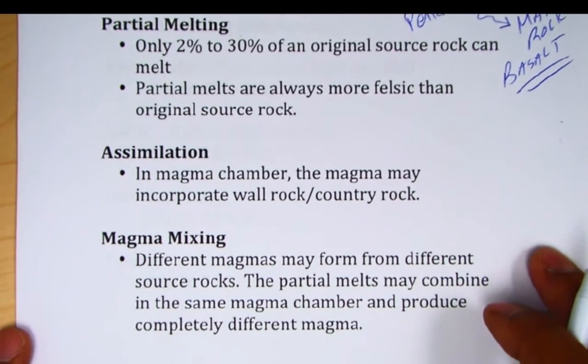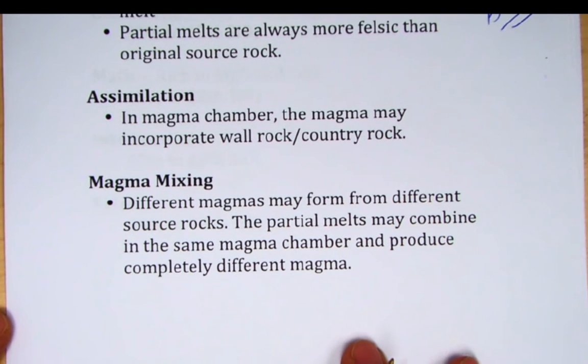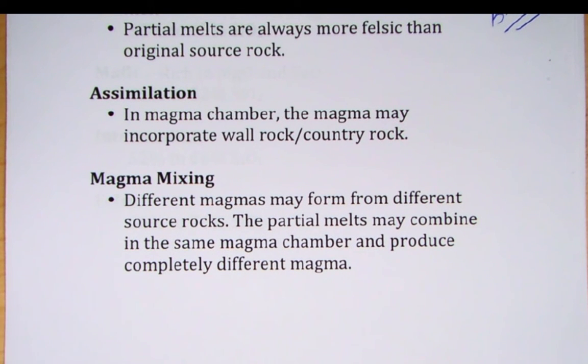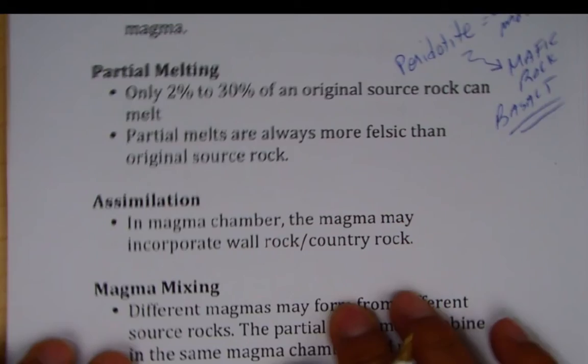Other things that may happen as a magma is moving up through the crust: some of the wall rock or country rock may stope or fall into the magma chamber and be completely melted and assimilated into that new magma, which causes the chemistry of that magma to change. And then again, you can have magmas coming from two different sources, and these two different magmas may recombine in one magma chamber, and the mixing of those two magmas will produce a completely different type of rock chemistry.